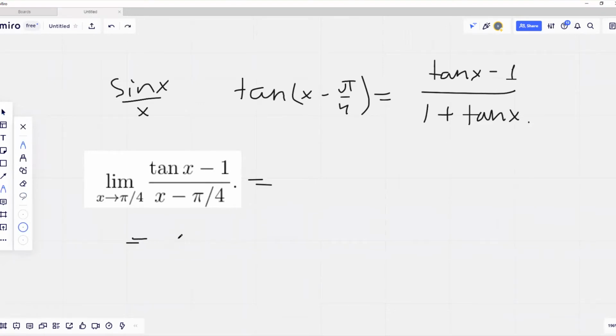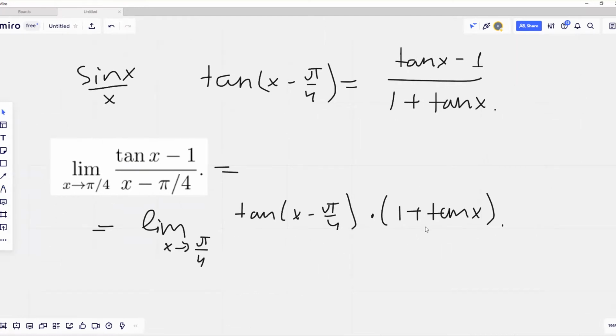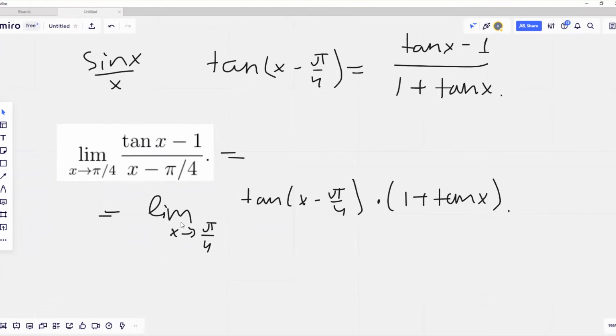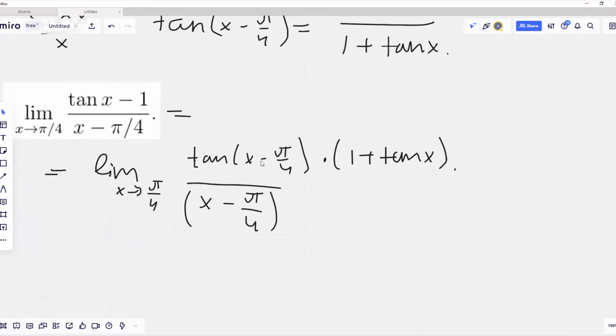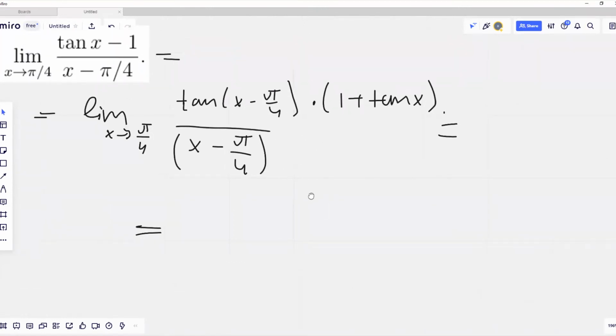Limit when x is approaching pi over 4. Tangent of x minus pi over 4 multiplied by 1 plus tangent of x. So this term is fine, since if we substitute pi over 4, we'll get 2, divided by x minus pi over 4. And we also said that we are going to expand this as sine of x minus pi over 4 over cosine of x minus pi over 4.